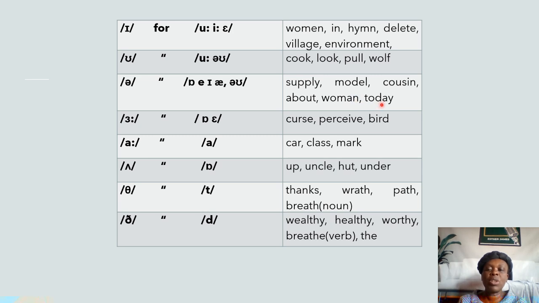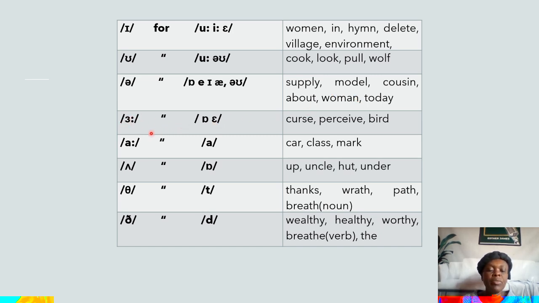And then the next one is today, not today. It's not the full O sound, but remember it is the schwa: today. Were you around today? Now let's look at the next sound.